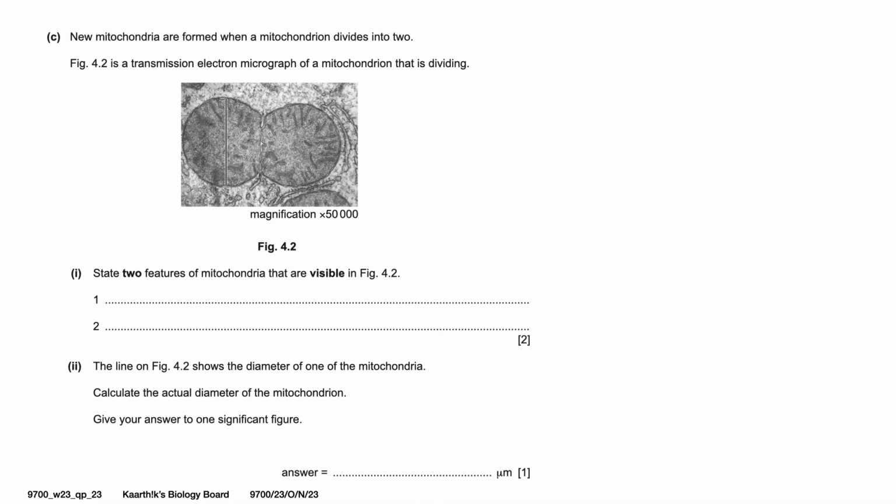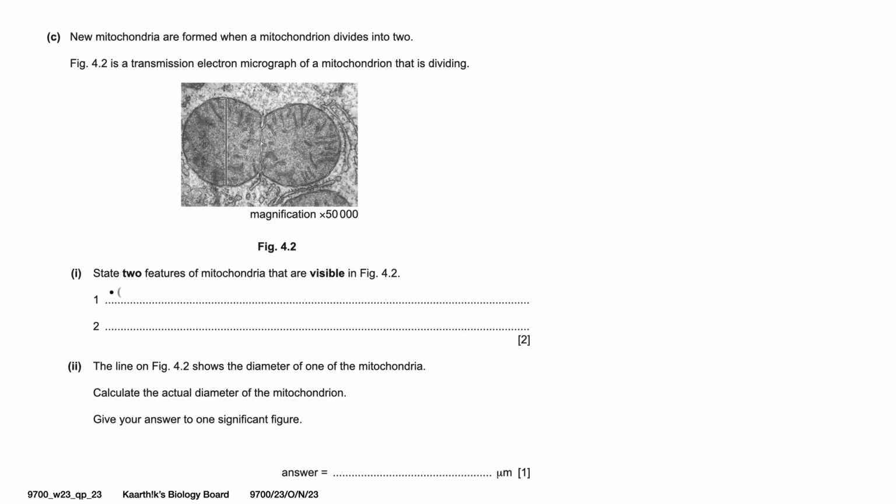C part of this question: new mitochondria are formed when a mitochondrion divides into two. Figure 4.2 is a transmission electron micrograph of a mitochondrion that is dividing. So the question asked here is, state two features of mitochondria that are visible in figure 4.2.